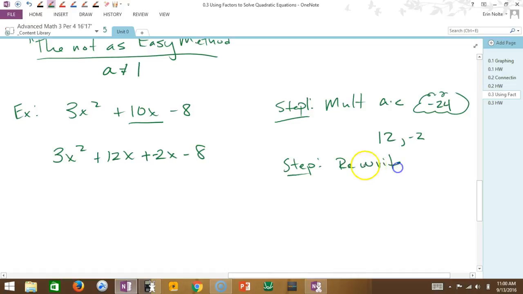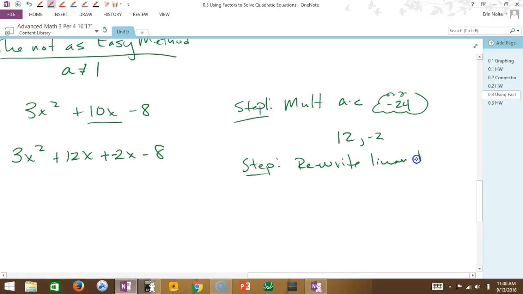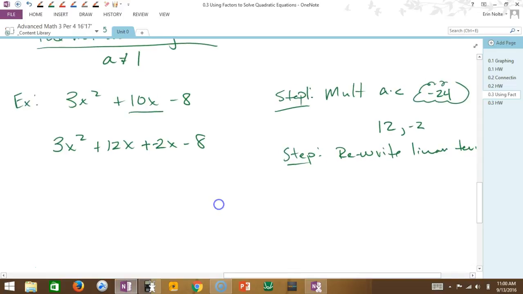Rewrite linear term. Those are my words though, so make sure it makes sense to you. As long as it makes sense to you. Mine says linear, but it says EAR. Clearly that says EAR. I don't know what you guys are seeing. That's cursive. Anyways.